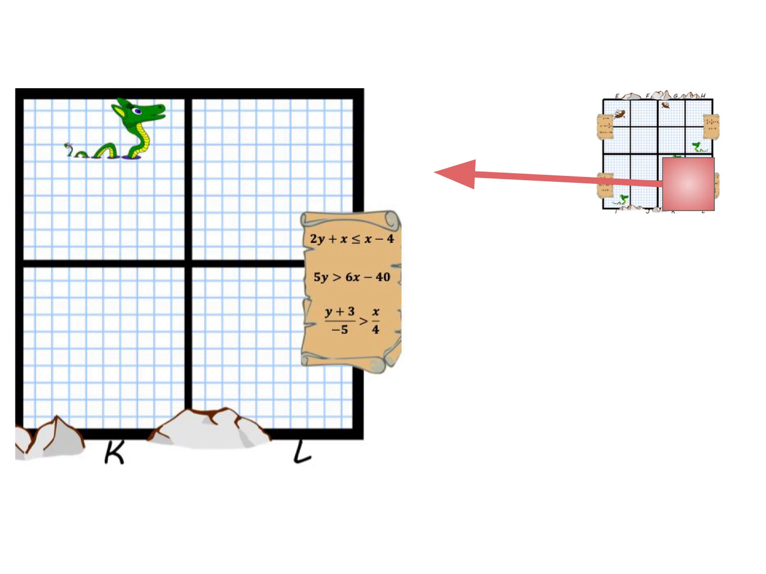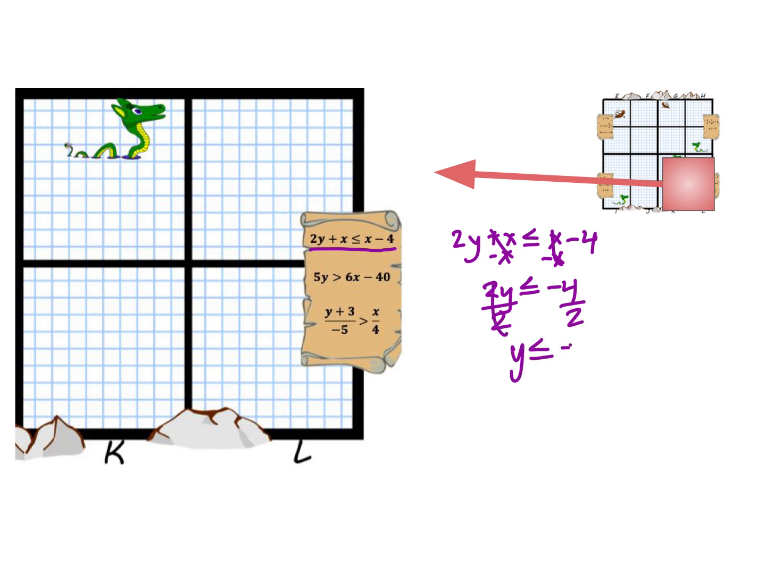graph. Let's start with a purple graph. So for this one, I'm going to write it out. 2y plus x is less than or equal to x minus 4. I'm going to get those x's together first, so I'm going to subtract an x from both sides. Now, you'll notice something special. The x's cancel out, and that's okay. So now I have 2y is less than or equal to negative 4. Divide both sides by 2. And y is less than or equal to negative 2.